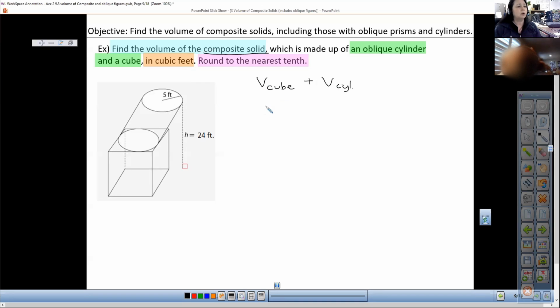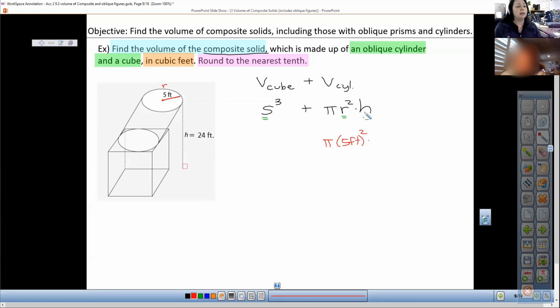Volume of the cube is going to be its side measurement cubed. Volume of a cylinder is area of its circle base times its height. So these are the measurements we need. A side length of our cube, the radius of the circle, and the height of the cylinder. All right. So our 5 feet here, which goes from the center of the circle to its edge, that would be, by definition, its radius. So there's our R. So we know we have our 5 feet. That part is squared.